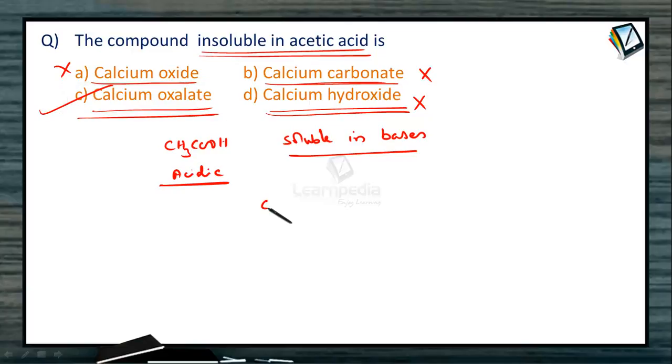In fact, calcium oxalate, (COO)2Ca, is the salt of calcium hydroxide and oxalic acid, and therefore this is not basic enough to dissolve the acid, acetic acid. Hence acetic acid is insoluble in calcium oxalate. The answer becomes C.